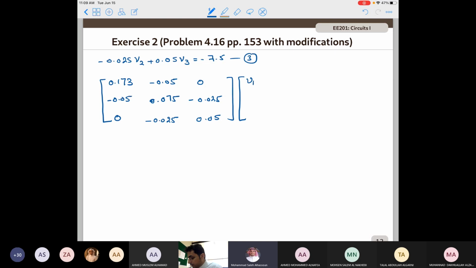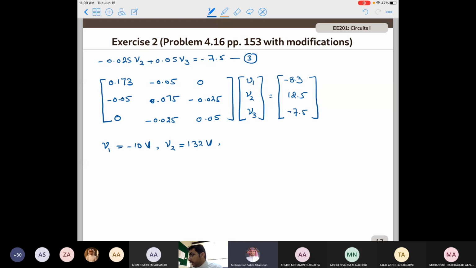So I have V1, V2, and V3, and they are equal to 12.5, 7.5. So if I solve for them, I will get V1 equals minus 10 volts, V2 equals 132 volts, and V3 equals minus 84 volts.